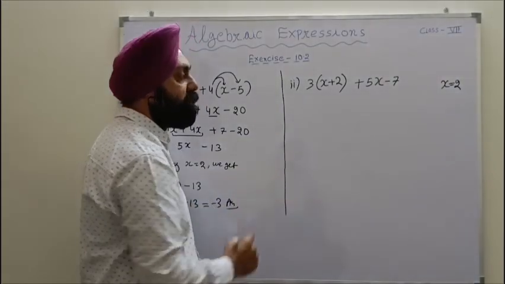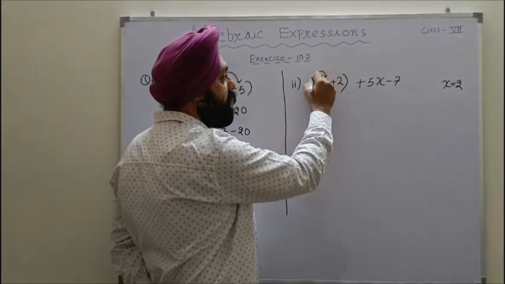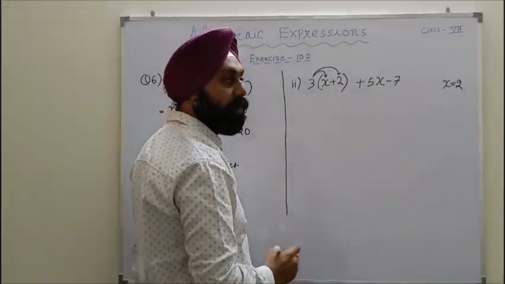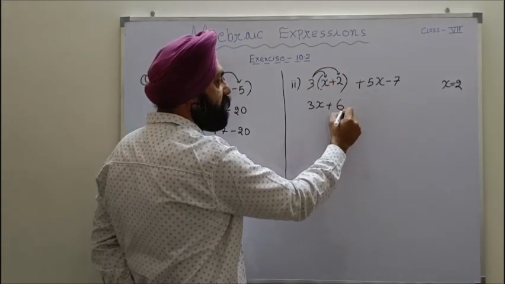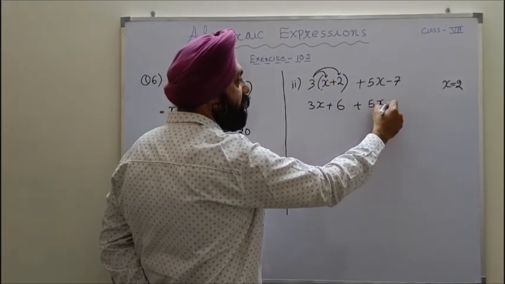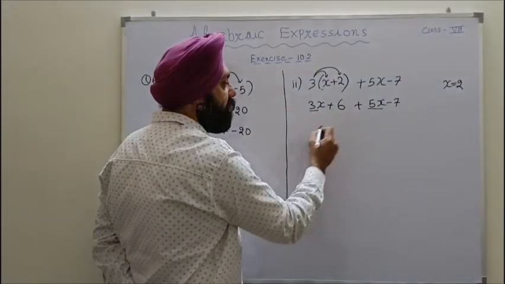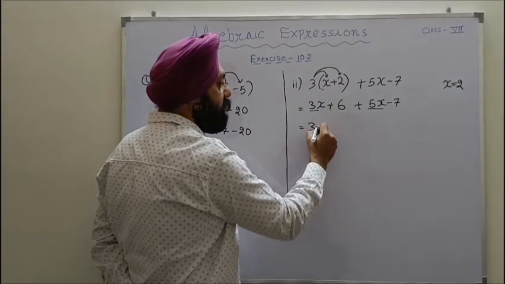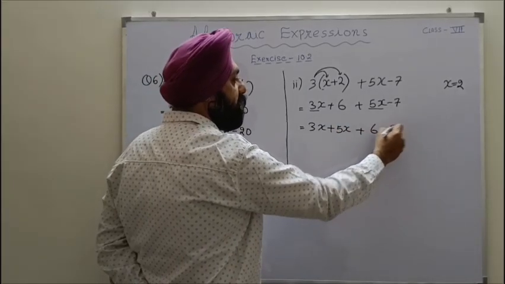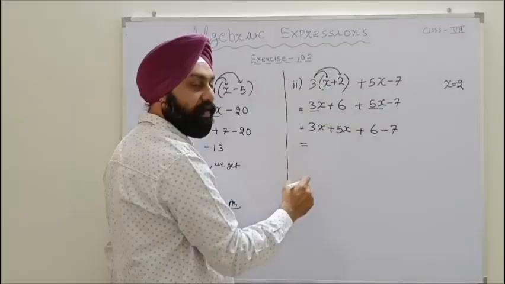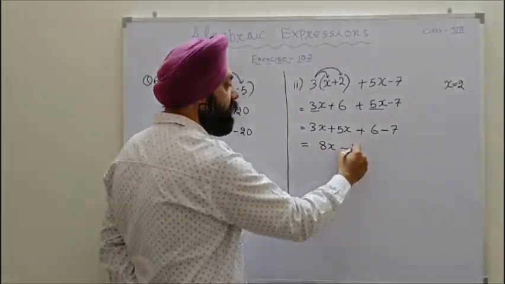Again we have to simplify the expression and then find the value. So we will first open the bracket. Again using distributive property, you can put the arrows like I have done. 3 into x will give 3x, plus 3 times 2 will give 6, plus 5x minus 7. Now the like terms in this expression are 3x and 5x. So we will write 3x and 5x together, and 6 and minus 7 together. So 3x and 5x will give 8x, and plus 6 and minus 7 will give minus 1.